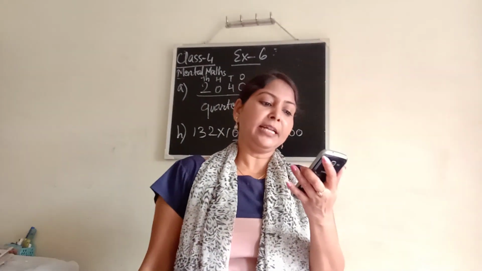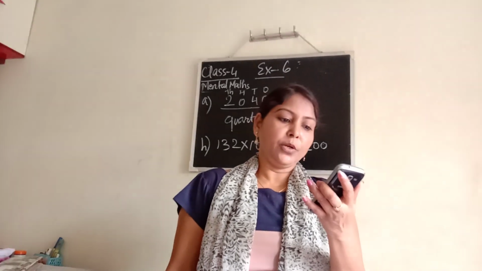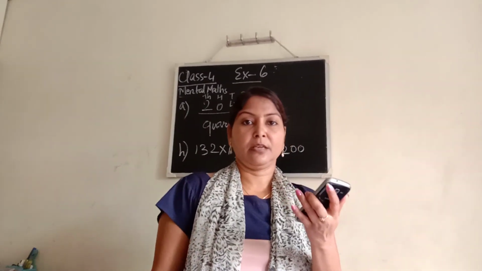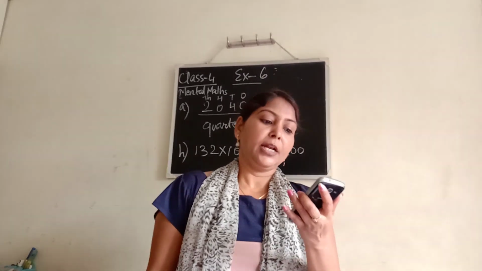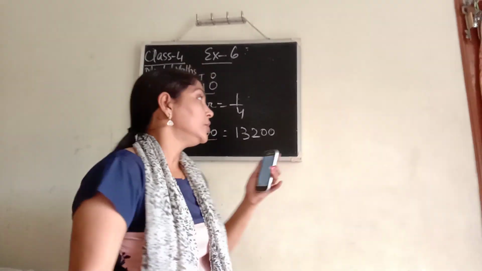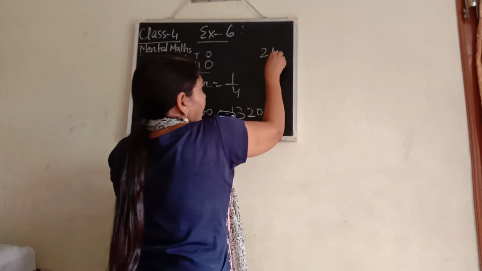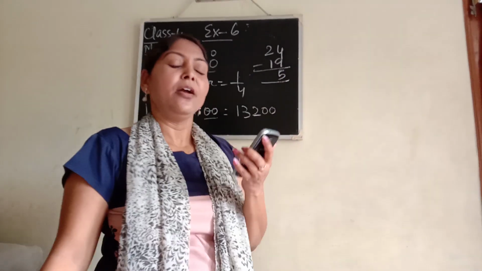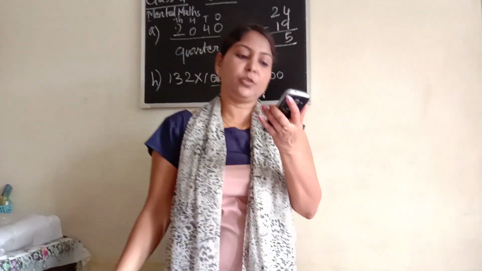Okay. Then the next question. How much will you add in 19 to get 4 into 6? What is 4 into 6? 4 6s are 24. Now in 19, how much will you add to get 24? So you just subtract 24 minus 19. The answer is 5. So you will add 5 in 19 to get 24.